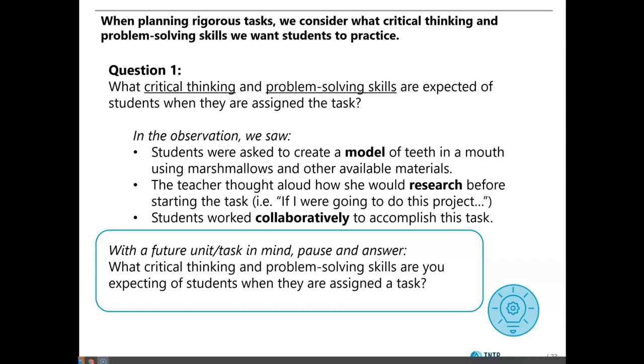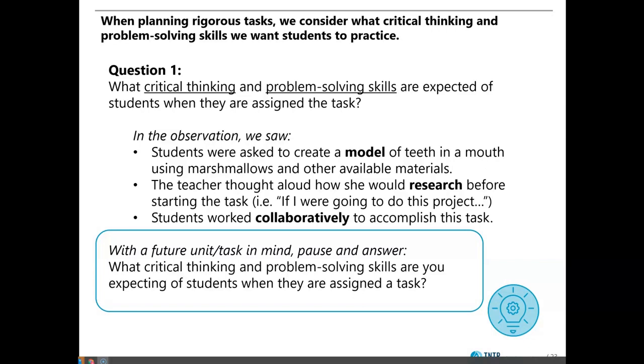Students also worked collaboratively to accomplish this task. This is something that CTE classrooms do well. One possible pain point here is when there are too many or too few students working together on any given task, it can dilute the rigor of the task so much. So you just want to be mindful of using collaboration as the sort of employability skill or problem solving skill too often or without intention.